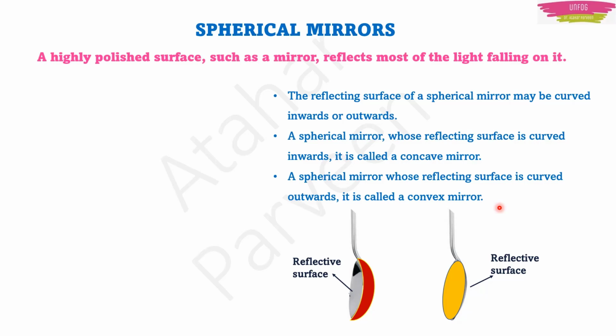There are two surfaces, right? One is inward, the other is outward. Inward means it is made curved inside. Outward means it is bulged outside.